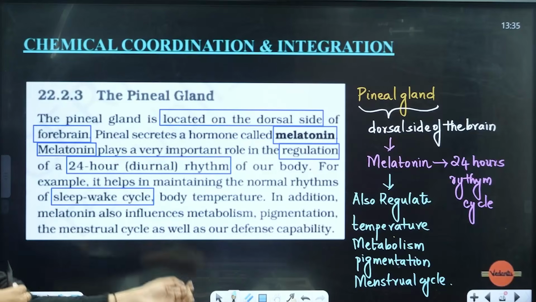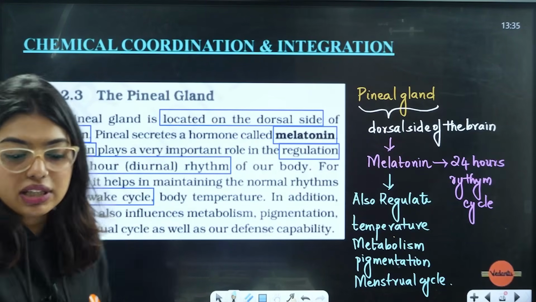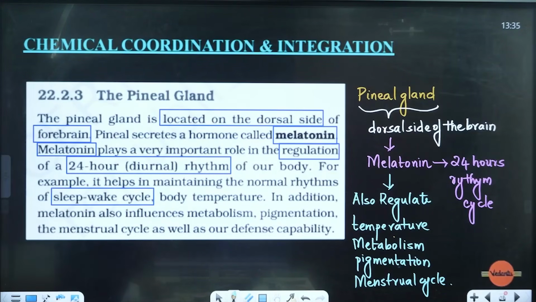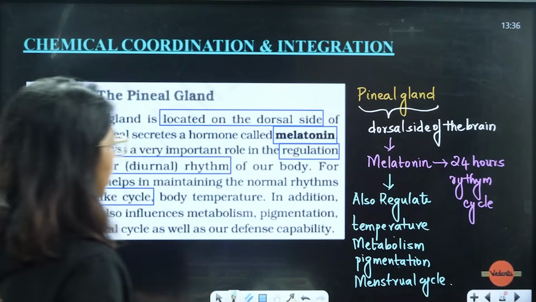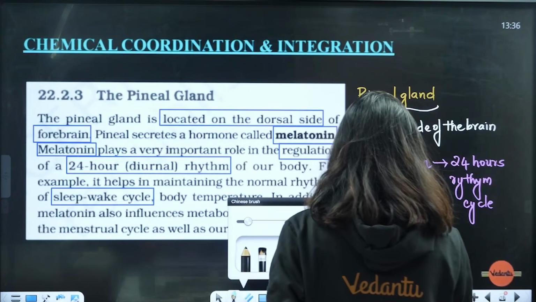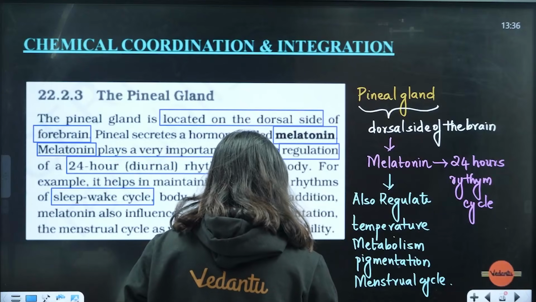Melatonin is the one that is released. So I want all of you to remember this, because it's easy to forget this chapter, but you have to make a hold on this chapter, that I am going to study and do this much of it. Otherwise, students, you will forget this chapter in no time. Clear? Defense capabilities also it is going to help. Add on here.